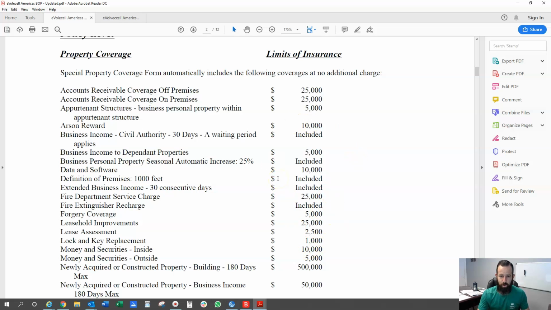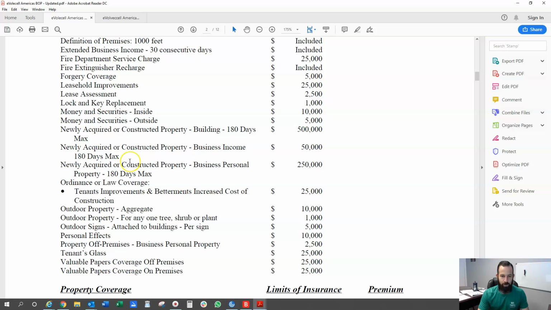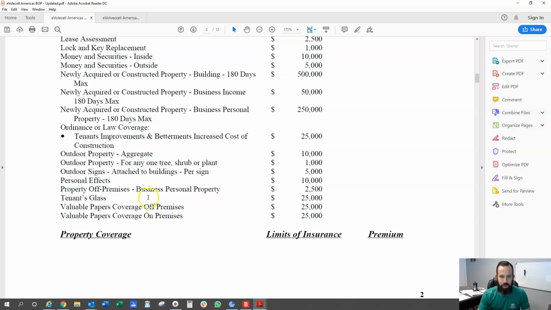This includes inventory and any other type of furniture. So things that are going to be important, like we discussed, are going to be like the business income. If we have some kind of loss that impedes the business to actually operate and affects income, we can be replacing that with this policy here. We cover up to 12 months actual loss sustained with a 0-hour waiting period. We cover outdoor signage, outdoor property, tenant's glass, valuable papers.